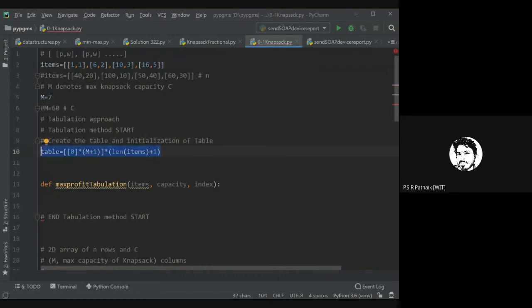If I initialize with 0, I am initializing everything with 0 profit, and when I start my algorithm, I'll directly start with 1. Okay, so let me start with 0, and if something doesn't work, we'll come back and rectify. We'll always debug the program. So that covers initialization of table and creation of a table.